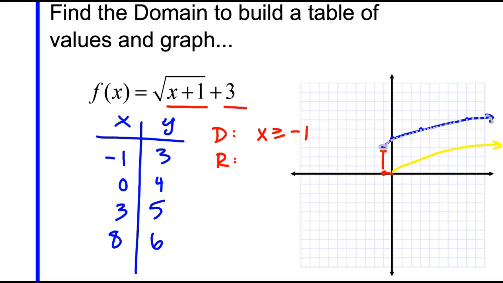All right, so what about the range? What are all the possible y values? Well, the smallest the y values can be is 3 on this one, right? So the range is going to be y is greater than or equal to 3. Well, it's not 4 because it goes all the way down to that height, right? That's 3. The smallest value for y is 3.